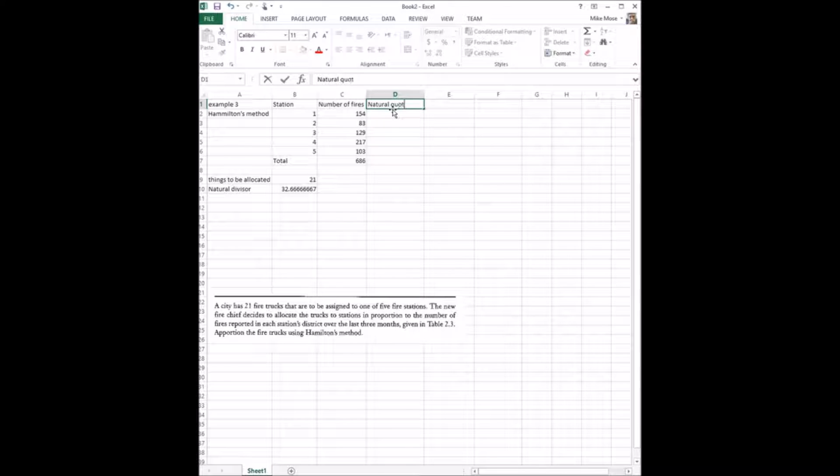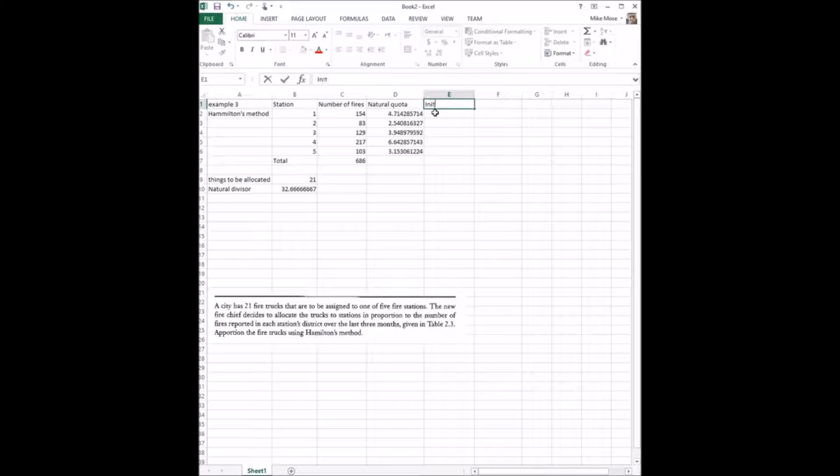The natural quota is simply defined as the individual population divided by the natural divisor. The individual population for station 1, or the number of fires that occurred in this district, was 154, and we're going to divide that by 32.6667, the natural divisor. We're going to do that for each of the populations to figure out the natural quotas for each of the different districts. This is important because it makes finding the initial allocations extremely simple. Now we're going to find what's called the initial allocations.